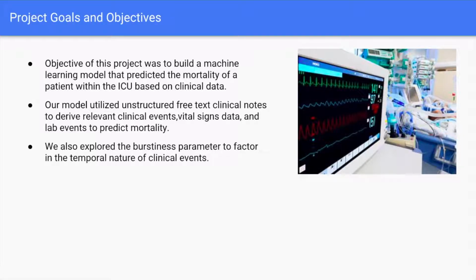The objective of our project was to build a machine learning model that is used to predict the mortality of ICU patients based on clinical data from the MIMIC3 database. Our model specifically utilized free text clinical notes, which is really highly underutilized within the field. In addition, we utilized vital signs data and lab events to predict mortality. We also explored the use of burstiness parameter to factor in the temporal nature of clinical events.